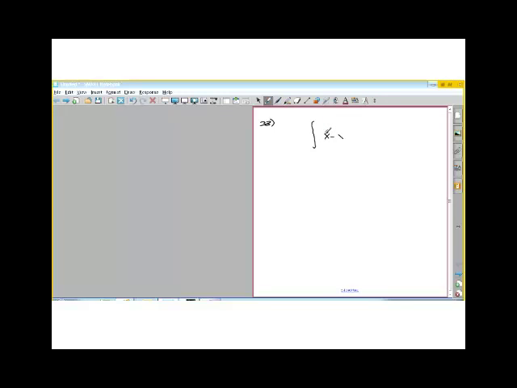You write down the function that you're trying to find the area under, which is x minus x squared dx, and the pink area is from x equals 0, the left limit, to x equals 1, the right limit.